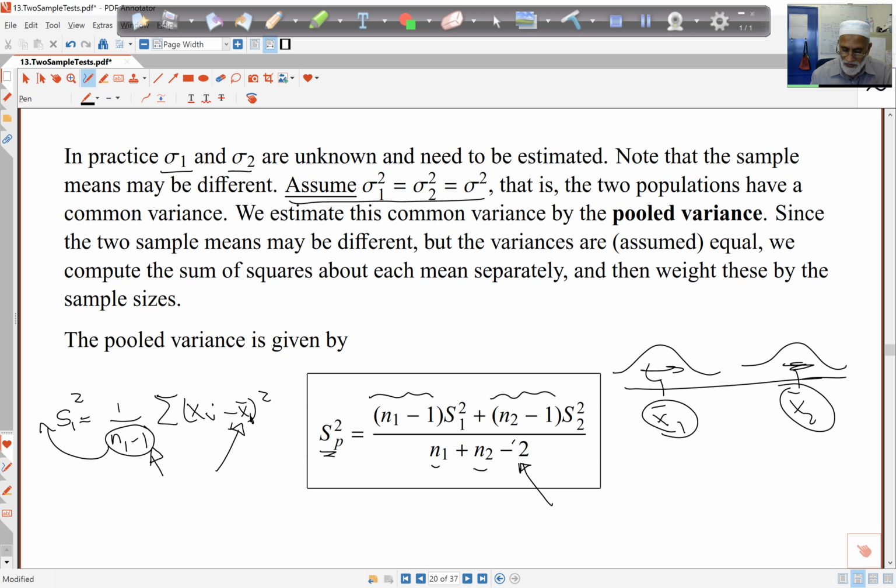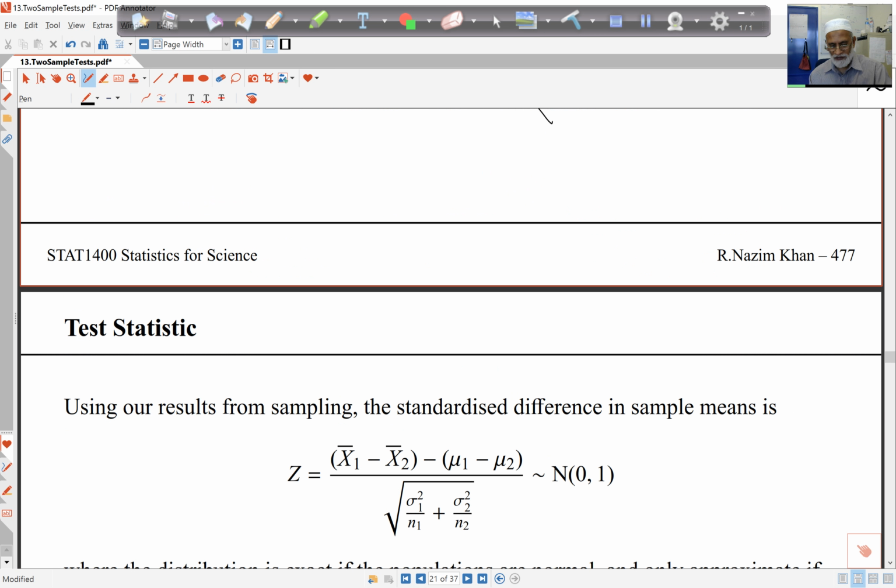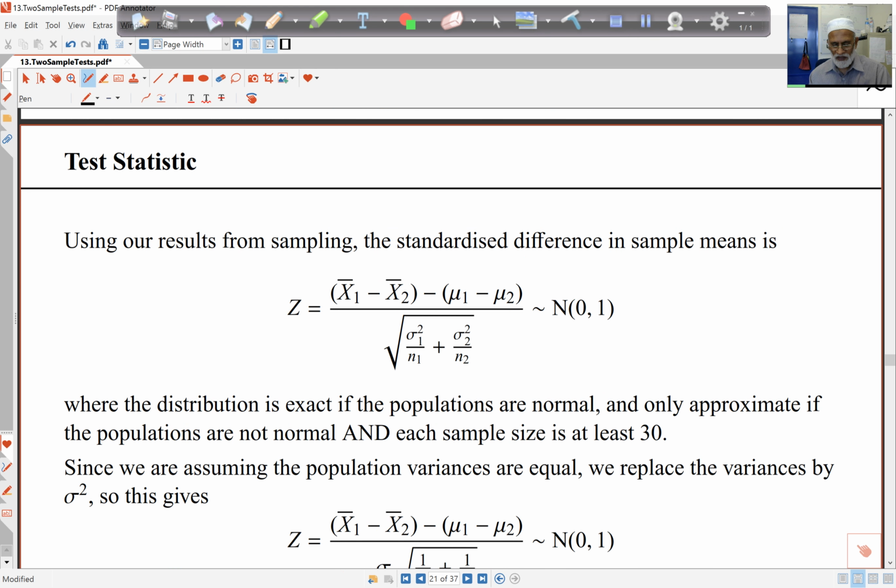So this is the sum of the sample sizes minus 2 here for 2 means. So that's my pooled variance.